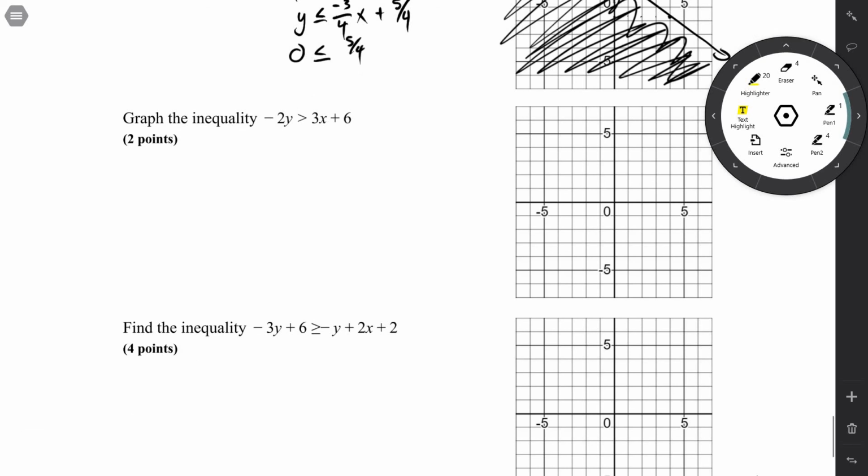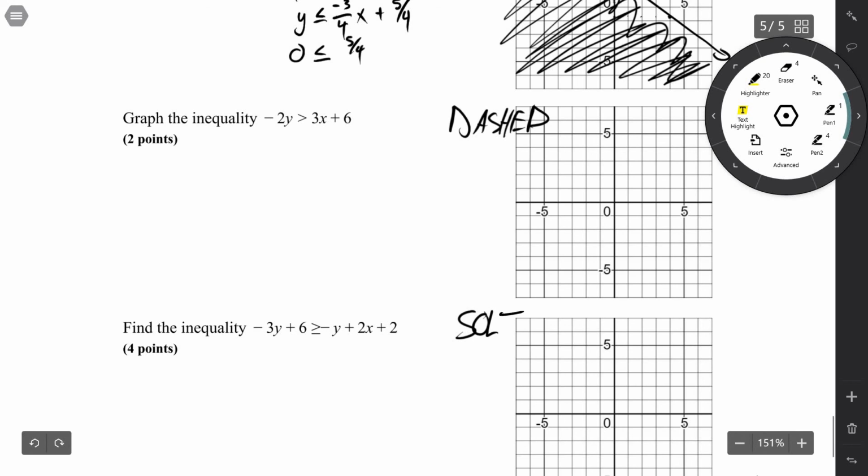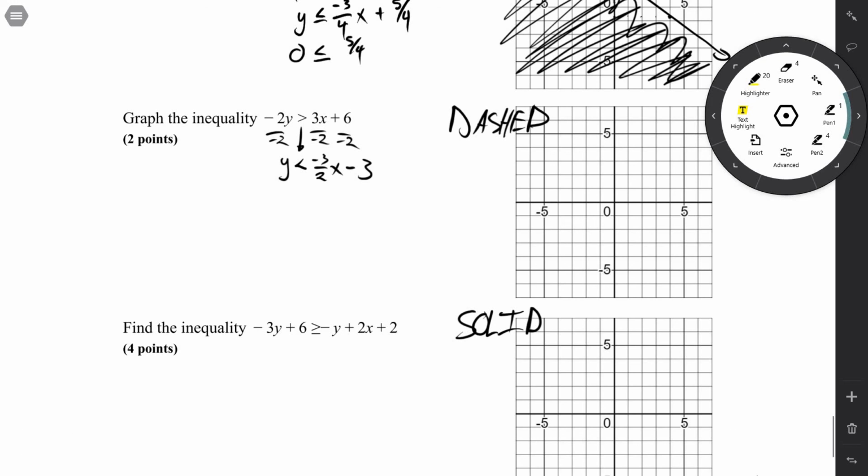Next, we would have this one here. All right, I'm going to write in big bold letters, dashed, so I don't forget. And this one is solid. Just looking ahead and knowing what I'm going to mess up on. All right, I'm going to divide each side by negative 2. So I would get y is less than, because we divided, this is going to switch, negative 3 over 2 x minus 3. That's what 6 over negative 2 would be, negative 3.